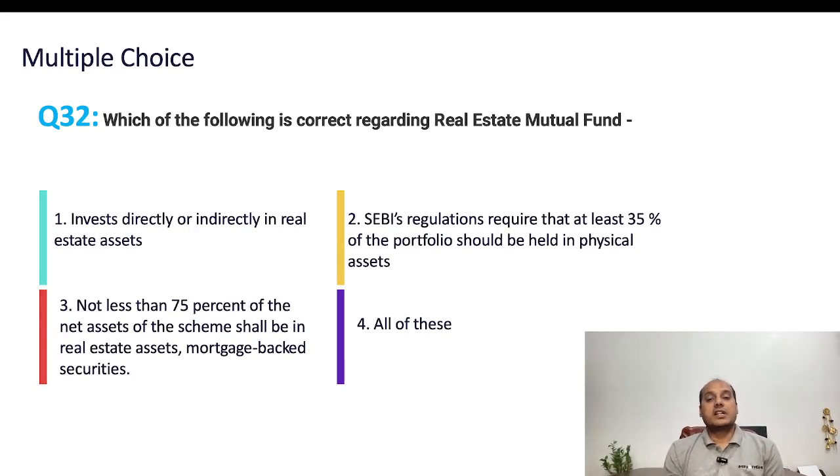Which of the following is correct regarding real estate mutual fund? Invest directly or indirectly in real estate? Yes, it may. SEBI regulation requires at least 35% of the portfolio should be held in physical assets. That's absolutely right. Not less than 70% of the scheme shall be in real estate assets, mortgage-backed security. All of these are correct.